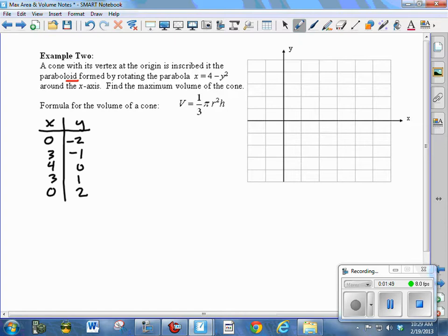Oh, it says the cone has its vertex at the origin, not the parabola. I was puzzled looking at that, so I was incorrect in what I said before about the parabola having its vertex at the origin. Let's plot the points. We have the point (4, 0). We have (3, 1) and (3, -1). So you can see the vertex of this parabola is actually at the point (4, 0). We have (0, 2) and (0, -2). So this is the parabola.